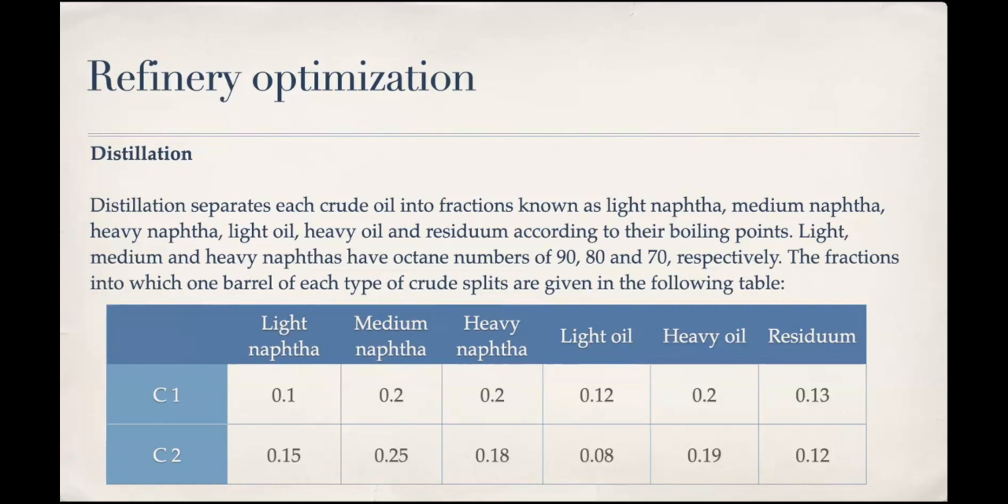And if we send C2 crude, okay, the second row, we obtain 0.15 barrel of light naphtha, 0.25 barrel of medium naphtha, 0.18 of heavy naphtha, 0.08 barrel of light oil, 0.19 barrel of heavy oil, and 0.12 of residue. Okay.